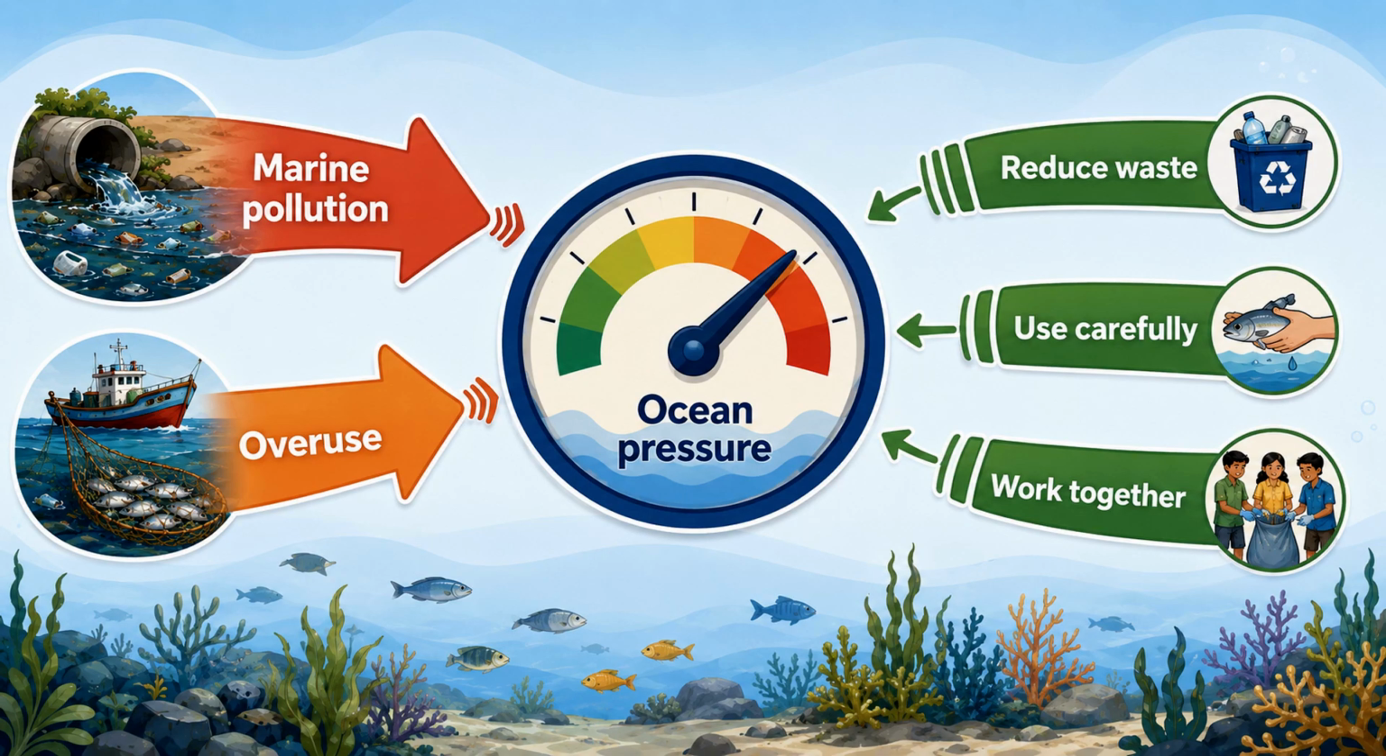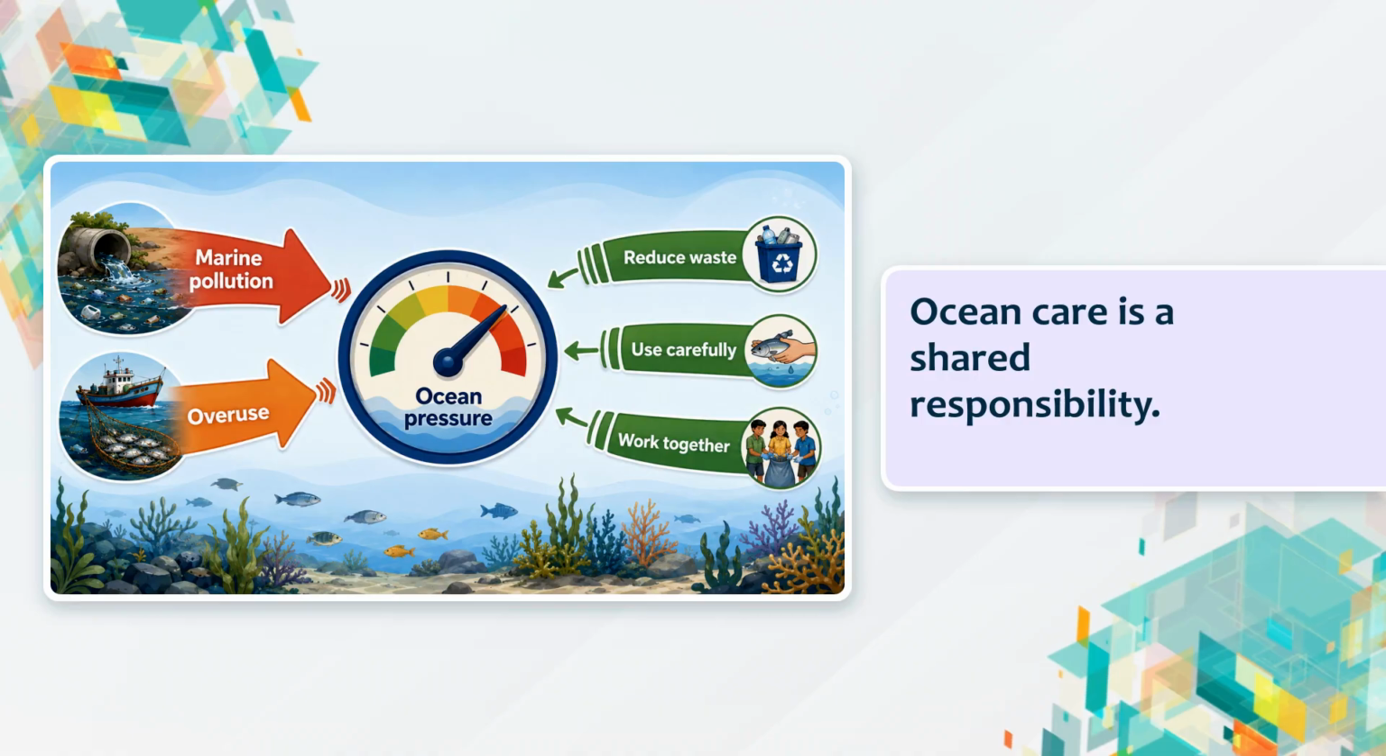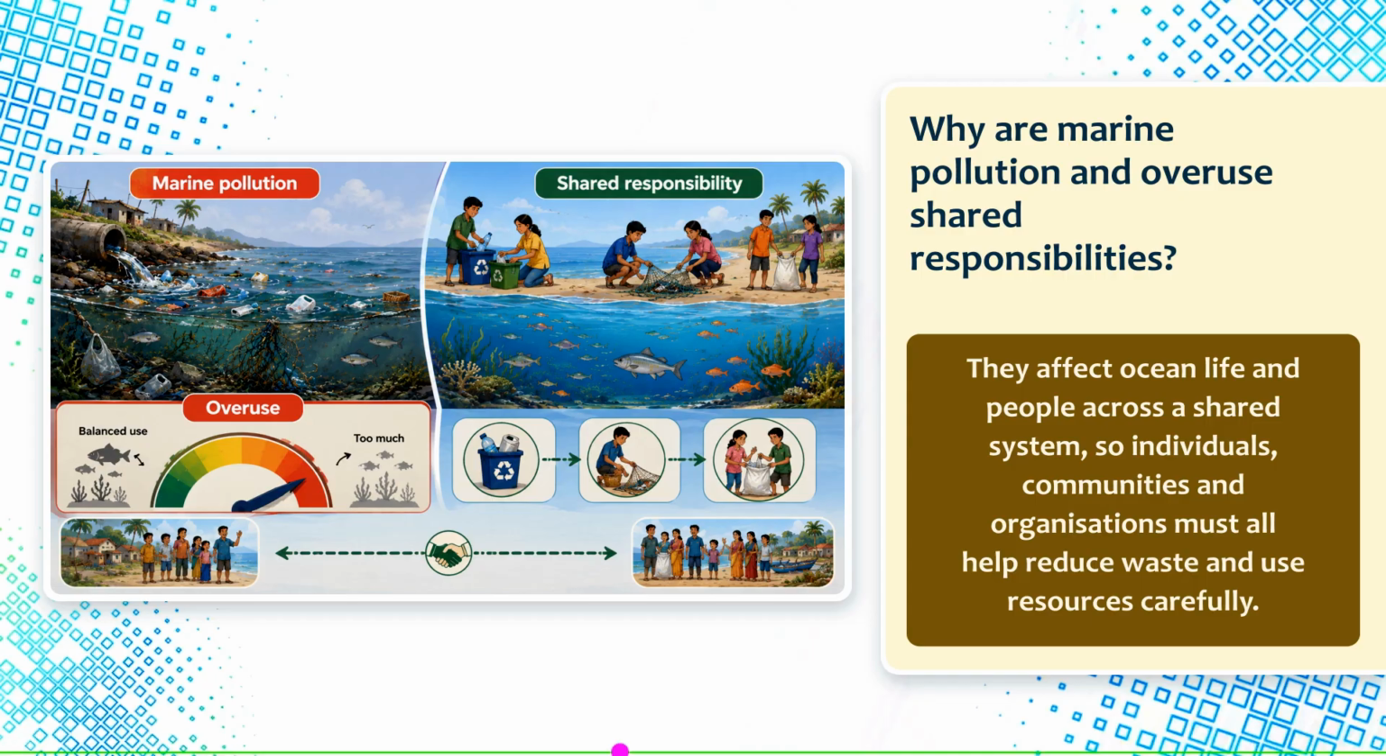Pollution enters habitats, while overuse removes too much from the system, so both can harm ocean life and livelihoods. Reducing these pressures requires responsible action by individuals, communities, and organizations. The response must match the scale of the problem. Ocean care is a shared responsibility. Many people use and affect the ocean, so many people must help reduce harm. Compare the harmful side with the response side.